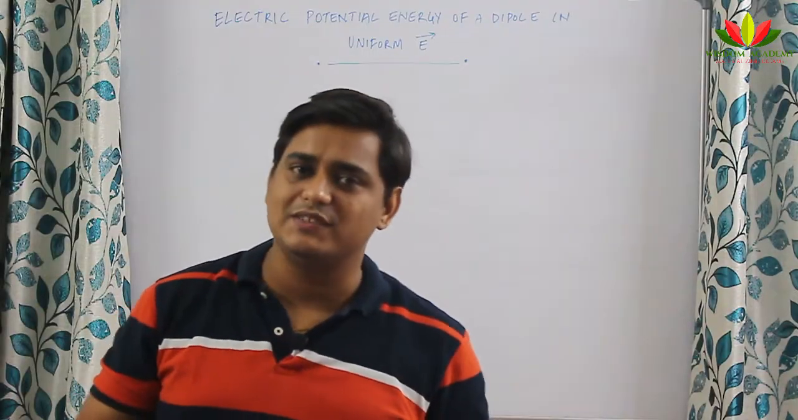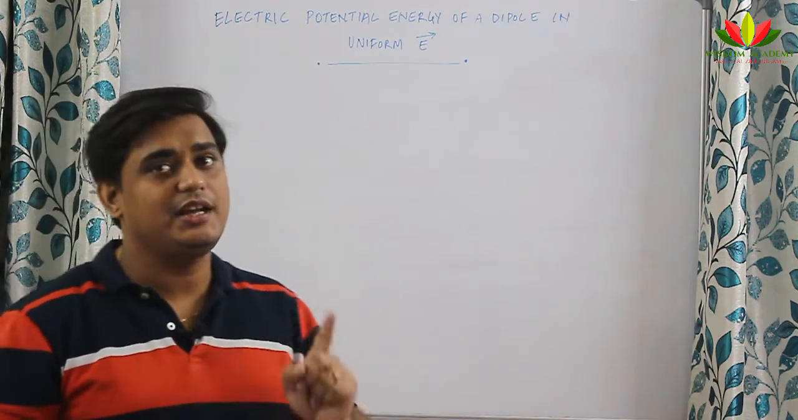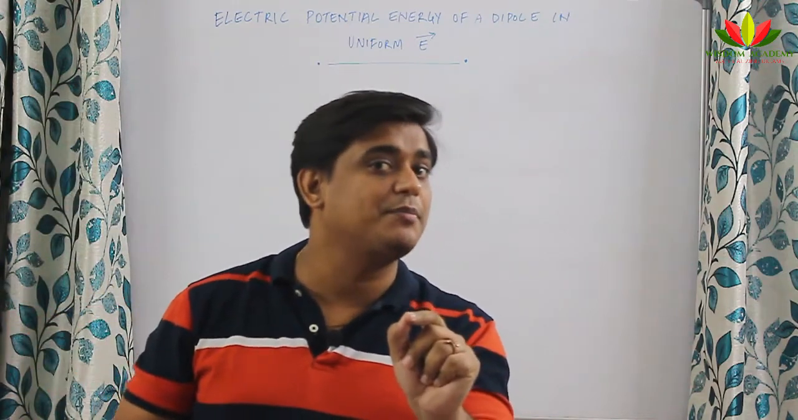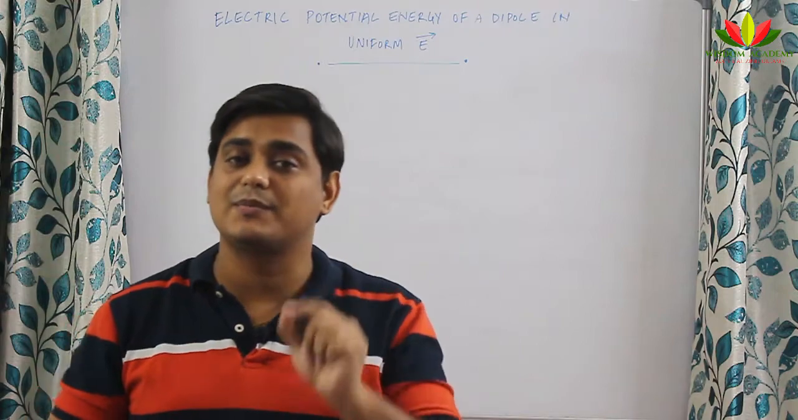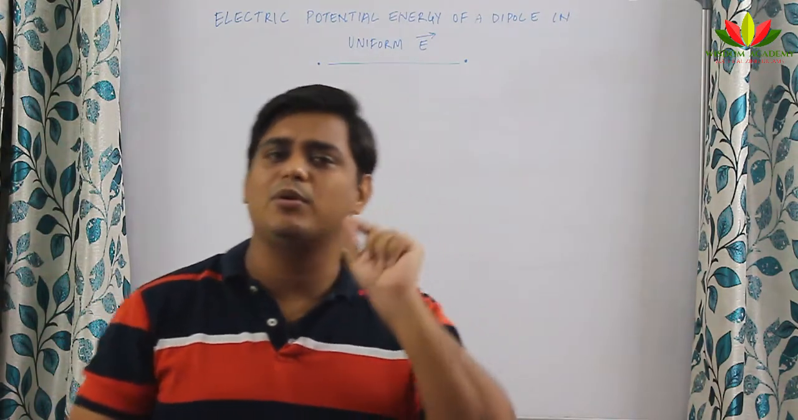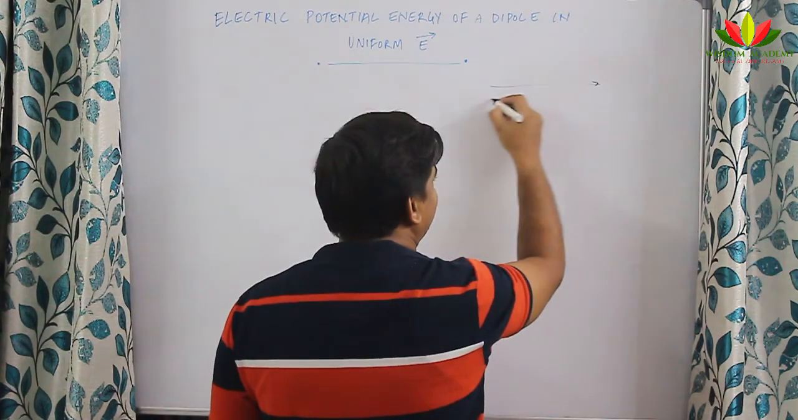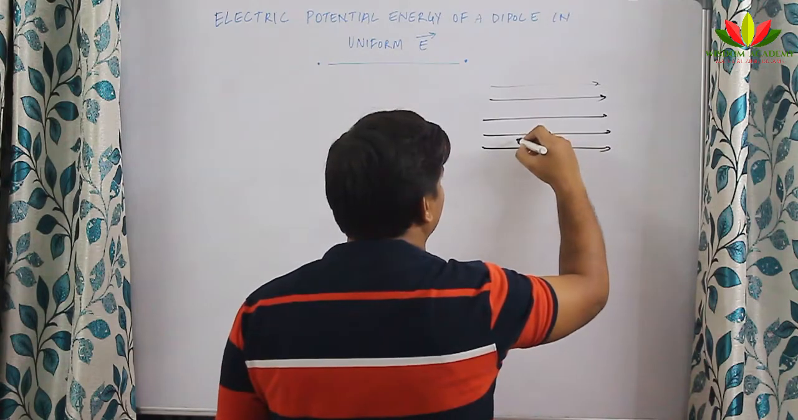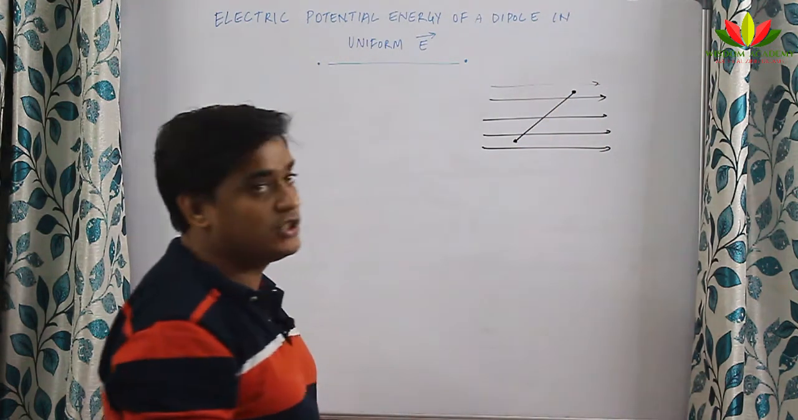Okay. Now let us see what is the electric potential energy of a dipole in a uniform electric field. See, you have seen the electric field due to a dipole, you have seen electric potential due to a dipole. Now we will see the electric potential energy of a dipole in a uniform electric field. So let me assume there is a uniform electric field, and in this uniform electric field I have placed my dipole, right.